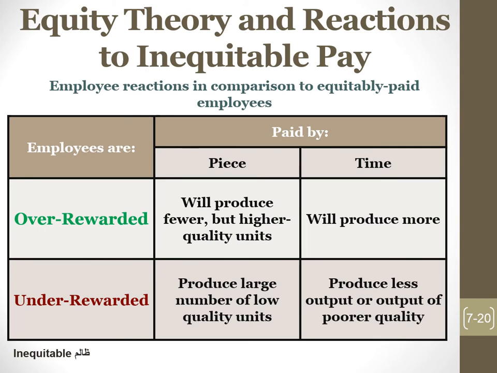Equity theory and reactions to inequity. Employee reactions differ when they are rewarded more than they should be, over-rewarded, and when they are rewarded less than they should be, under-rewarded. When over-rewarded, employees will produce fewer but higher quality units, and over time they will produce more. If they are under-rewarded, they produce a larger number of low-quality items, and over time reduce output or produce output of poorer and poorer quality.